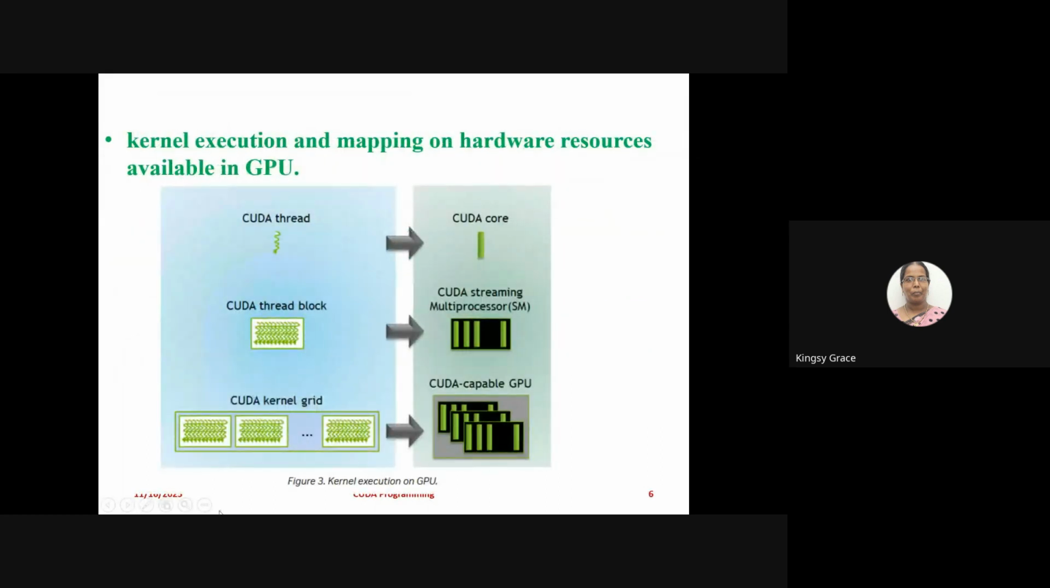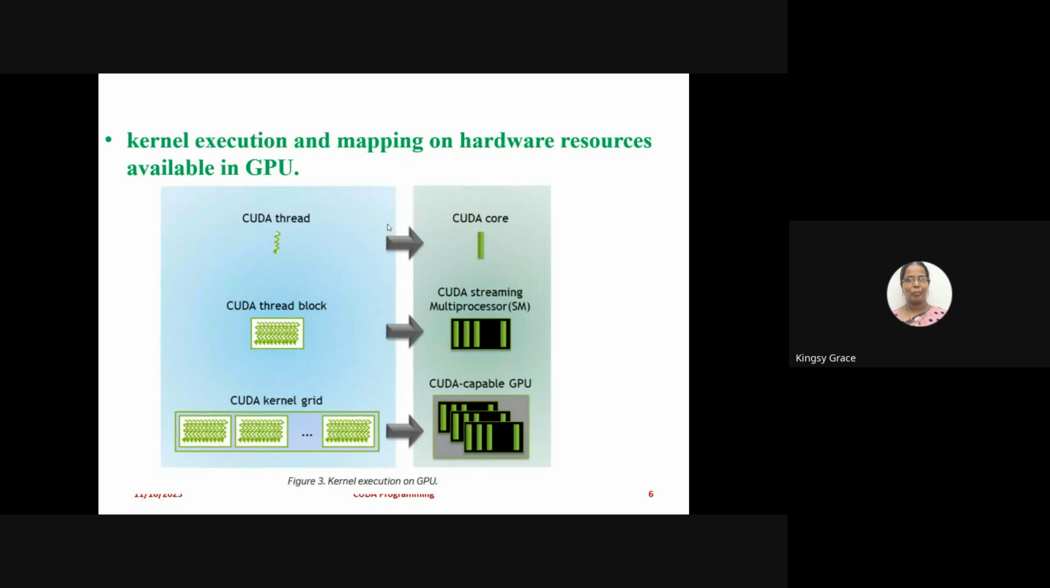See here, this is a kernel execution and mapping on hardware resources. Each and every thread is mapped with a CUDA core. A CUDA thread block is executed on a streaming multiprocessor. One streaming multiprocessor is related to one thread block. And the CUDA kernel grid, the GPU, consists of a number of blocks. That is called the CUDA kernel grid.